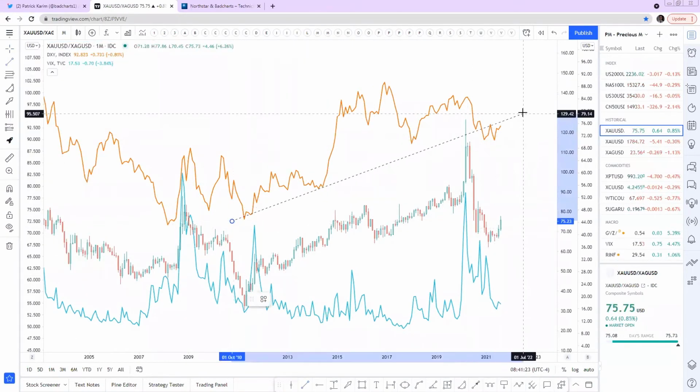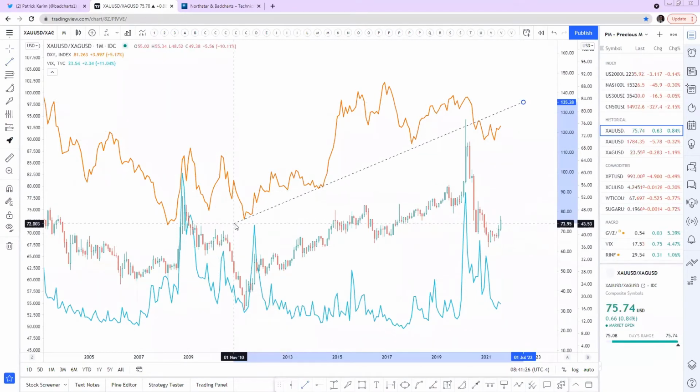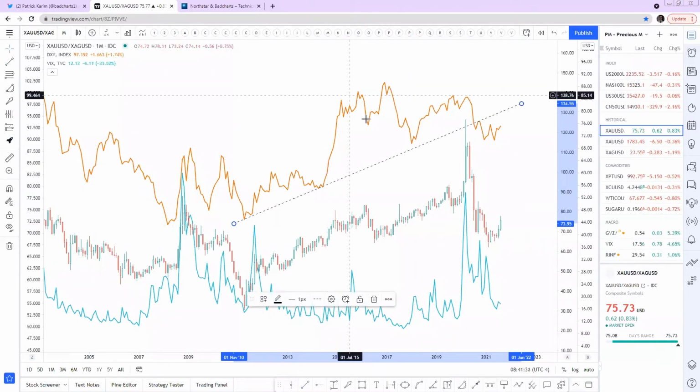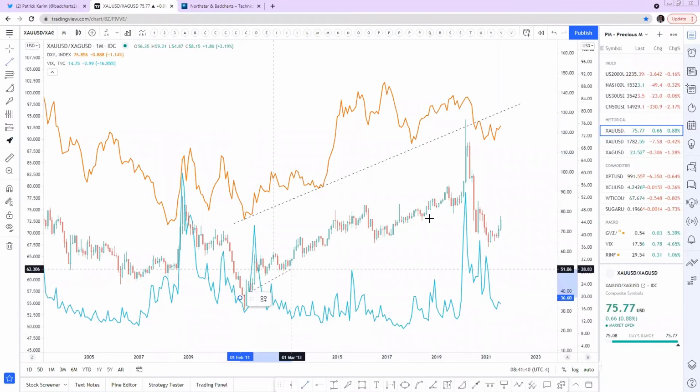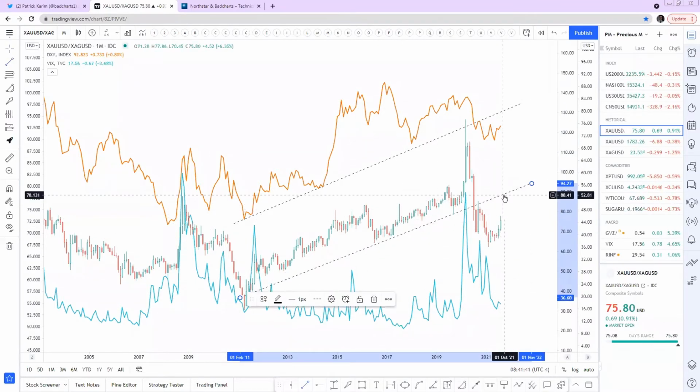The DXY for me is just doing a backtest of a critical breakdown line, right? 1, 2, 3. Backtest. Even if it comes and touches here, gold silver ratio comes up even a little bit more here, I think there's even a backtest. It could even spike all the way up here. And the VIX can spike up.